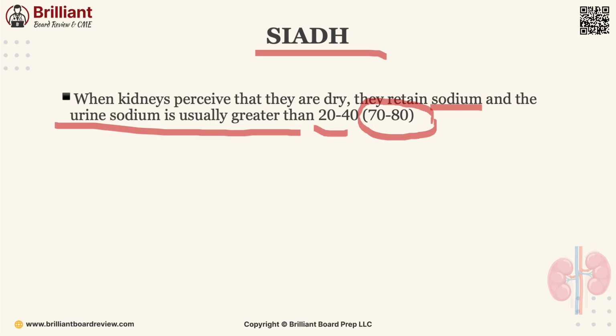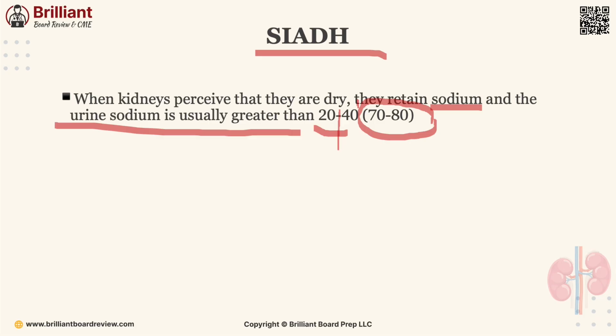Less than 20, no. 20 to 40, may or may not. Above 40, yes. 70 to 80, great. You know for sure you've got a diagnosis. You have low sodium. You have normal volume. Uric acid is low in most cases, unless there's an underlying gout or some other problem.